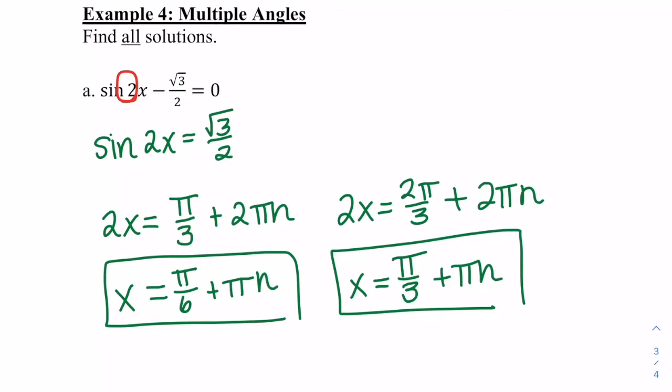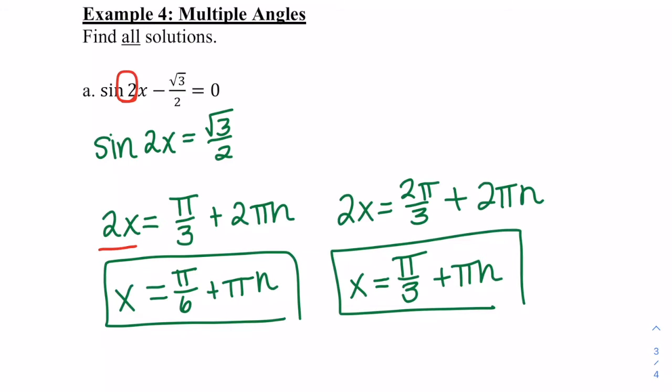So if I just solve for 2x, well, we know sine of x, regular sine of x, will equal root 3 over 2 at pi over 3 and 2 pi over 3, quadrants 1 and 2. And that would repeat if it was just regular sine of x at 2 pi n. Now let's set this equal to 2x, and we're going to divide everything on both sides by 2. So now we know that this will be pi over 6 plus pi n, and pi over 3 plus pi n.